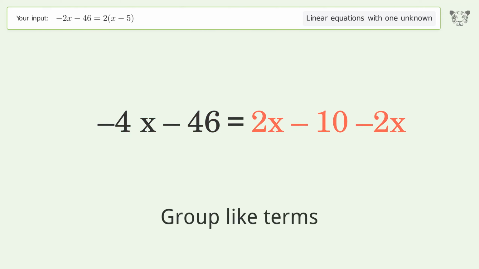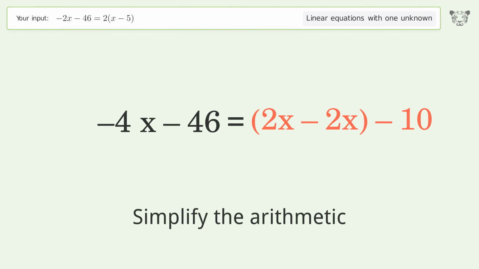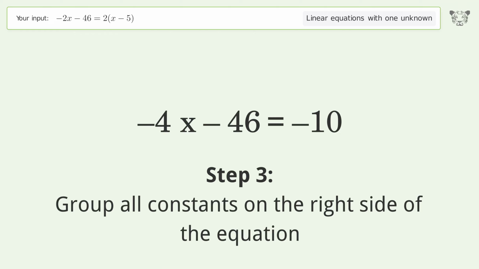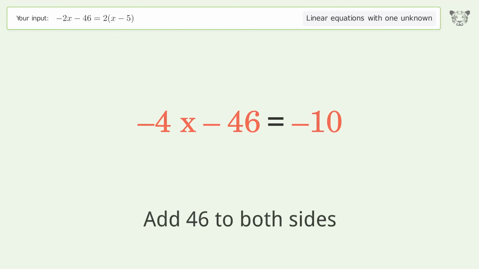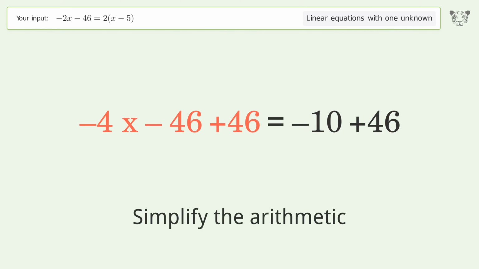Group like terms. Simplify the arithmetic. Group all constants on the right side of the equation. Add 46 to both sides. Simplify the arithmetic.